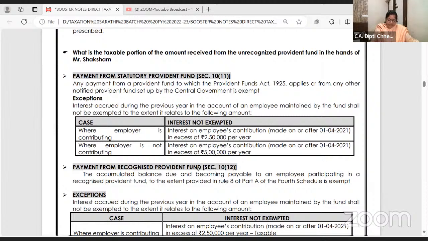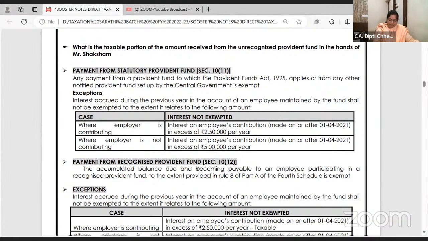Chalo. So this is an amendment. Payment from SPF. Where the employer is also contributing and the employee is also contributing to SPF, then the employee's contribution up to 2,50,000 is exempt. Beyond that, interest on the employee's contribution in excess of 2,50,000 will become taxable. And if the employer is not contributing, then the employee's contribution is exempt up to 5 lakh.